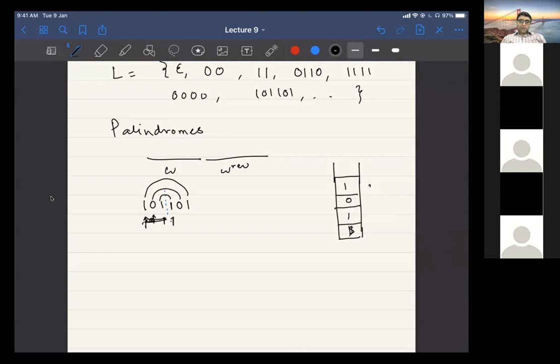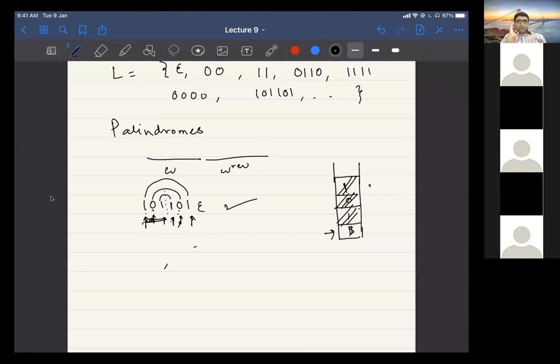So now we read one here. So we should see a one on the stack. And if it is the case, fine, just pop it out. Then we read zero. The language says that there must be a corresponding zero on the top of the stack, and we find a zero, so just pop it off. Then we have the last one, and the last one says that there must be a matching one on the stack. So we just pop it off. And this is the end of the string. So we should find a dollar sign. And that means our string is accepted.